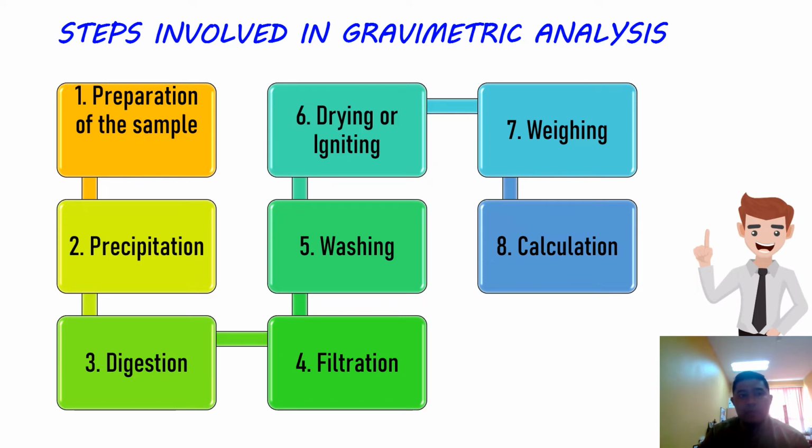The first one is preparation of the sample, second is precipitation, third is digestion, fourth is filtration, washing, followed by drying and ignition, and then perform the weighing and calculation. Maybe some of the steps here will combine, for example, filtration and washing, and then weighing and calculation. So it will be 6 steps only, but here I just want to separate it into a very proper sequence so you can understand more.